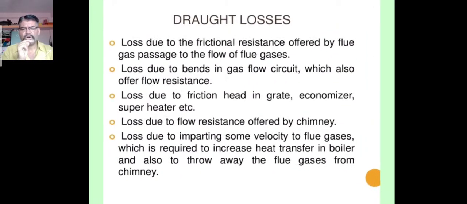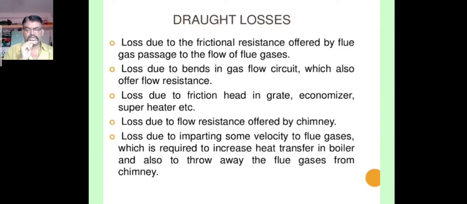So what are the draught losses? Now, what are the reasons of loss, or why is the loss taken into account? There is loss near the bends in the gas flow circuits, loss due to imparting velocity to the flue gases, and the frictional resistance offered by the flue gas passages to the flow of flue gases. Also there is loss due to frictional head in equipment like the grate, economizer, superheater, etc.